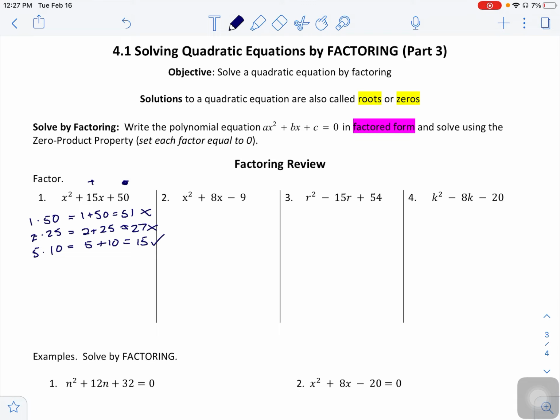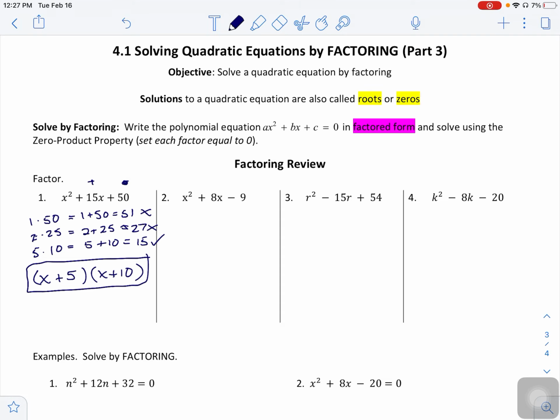Yep, that works. So we are going to write those two factors, because it's a positive 5 and a positive 10, x plus 5 times x plus 10. And that is the factored form of the quadratic equation.